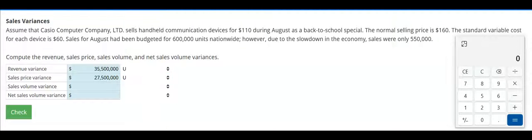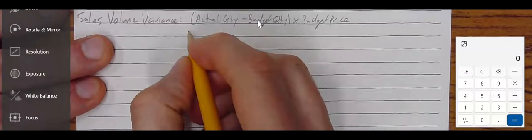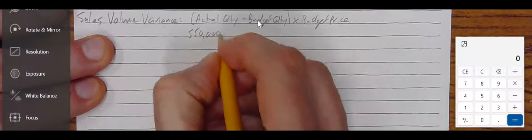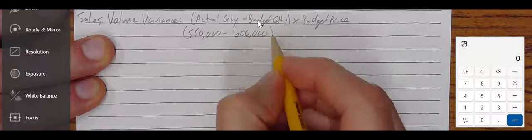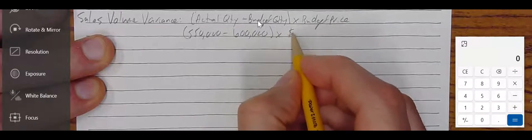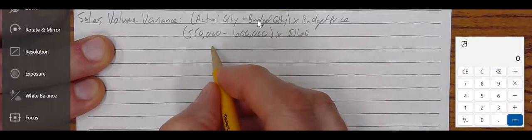So our formula, which you probably can figure out on your own if you just think about it a little bit, is actual quantity minus budgeted quantity, right? So let's go ahead and plot that because we have these numbers just about memorized at this point. 550,000 units minus 600,000 units times a budgeted price of 160.